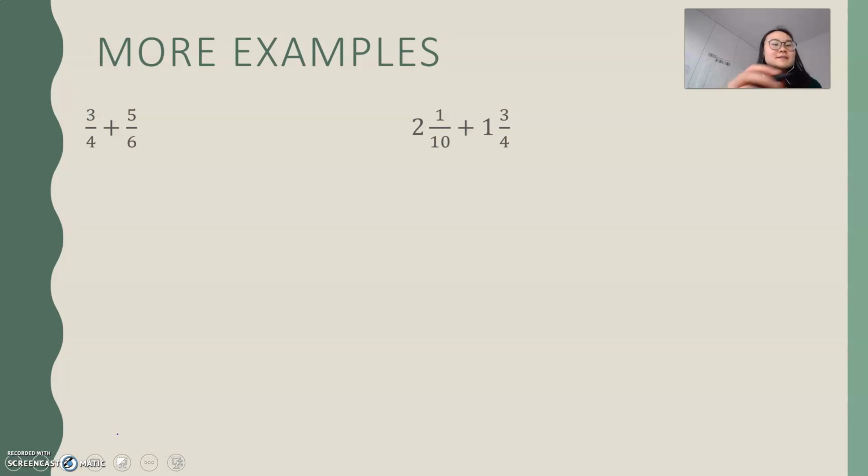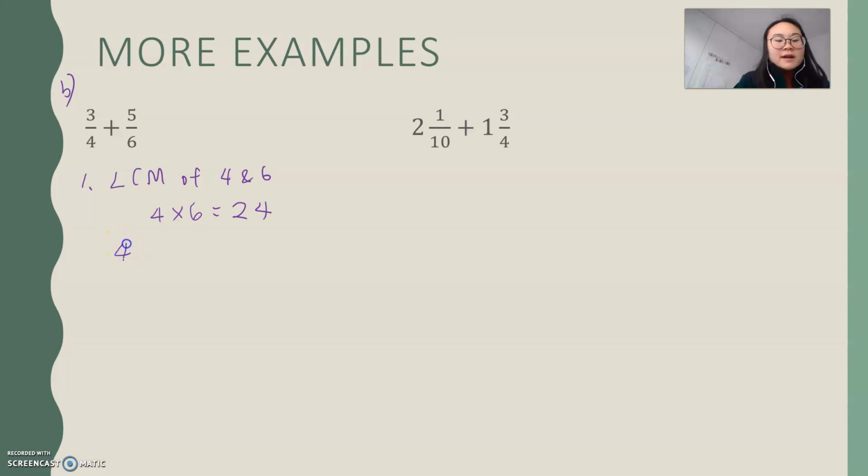Okay, let's start with B. 3 over 4 plus 5 over 6. Okay, so the first step is to find the lowest common denominator, or the lowest common multiple between 4 and 6. Lowest common multiple of 4 and 6. Sometimes you can multiply the numbers, so 4 times 6 gives you 24. But let me show you something.